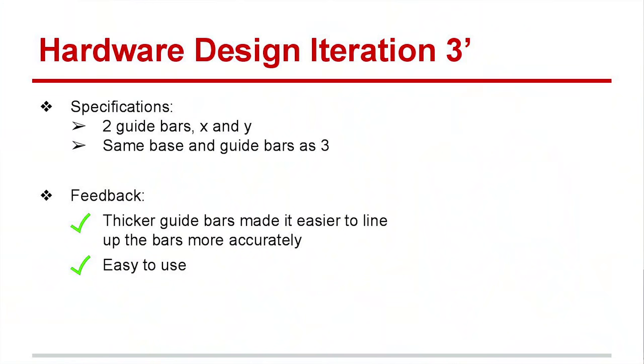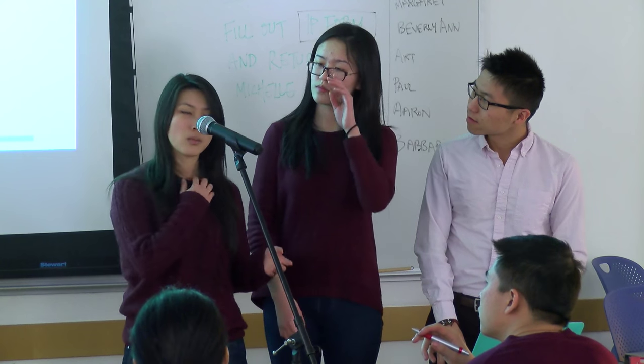We don't have a picture here, but for the third iteration prime, we took stuff from the third design. Instead of having just one guide bar with a horizontal ruler attached to it, we put the horizontal braille ruler onto the board and added another guide bar, so he would be able to move two guide bars and not have to keep track of the position with his hand. We still used the same base as before. The feedback was that, again, the thicker guide bars made it a lot more accurate, and it was a lot easier to use than the previous one.